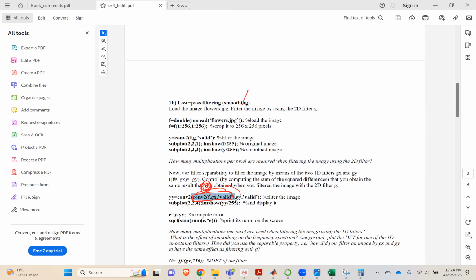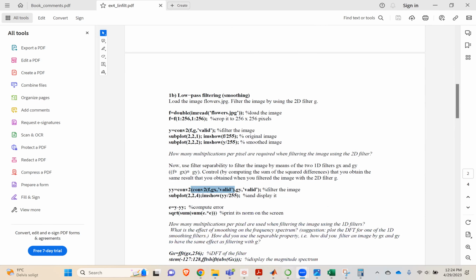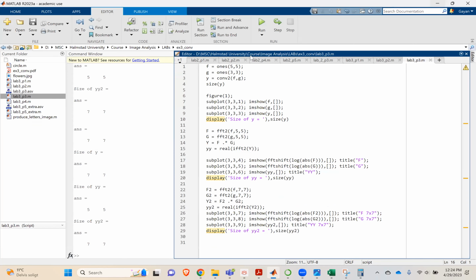We don't apply it one time. If you apply it one time, your computations are high. And in both ways, if you do, your result is same. This is lab 4. We'll open it and see.